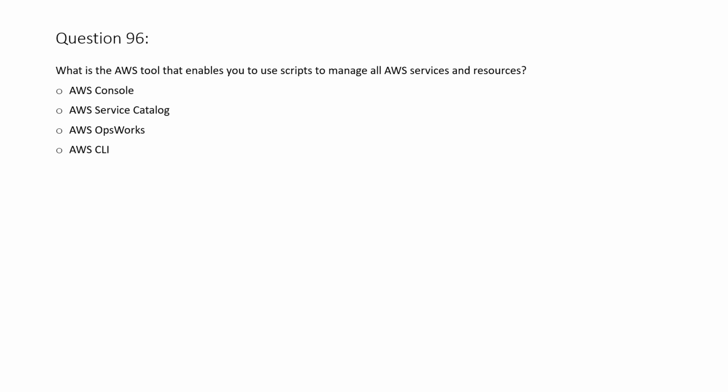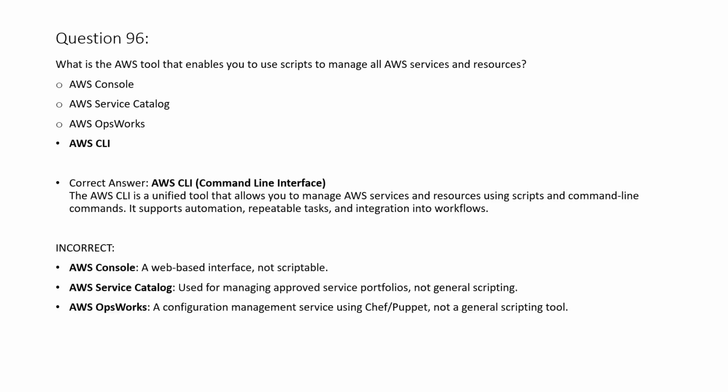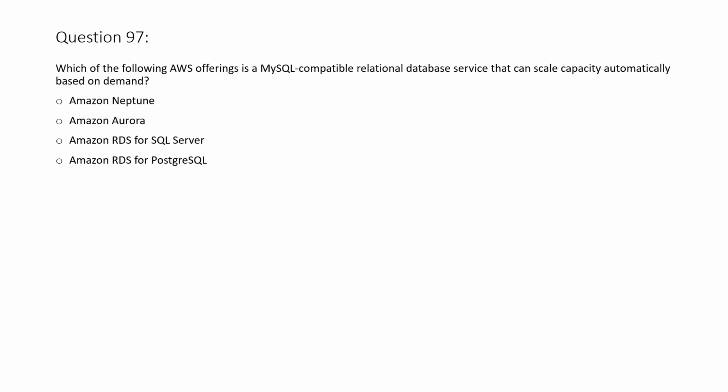Question number 96. What is the AWS tool that enables you to use scripts to manage all AWS services and resources? Options are AWS Console, AWS Service Catalog, AWS OpsWorks, and AWS CLI. So the correct answer is AWS CLI. CLI stands for Command Line Interface. It is a unified tool that allows you to manage AWS services and resources using scripts and command line commands.